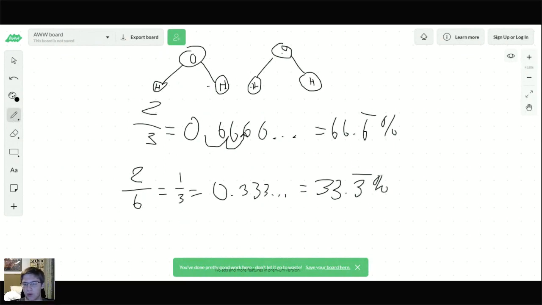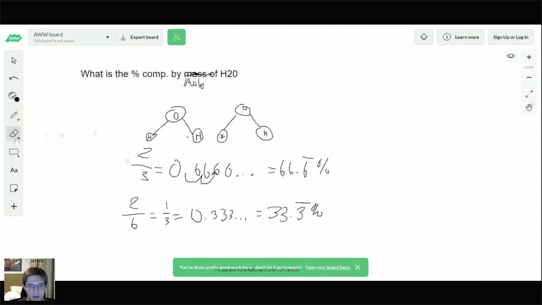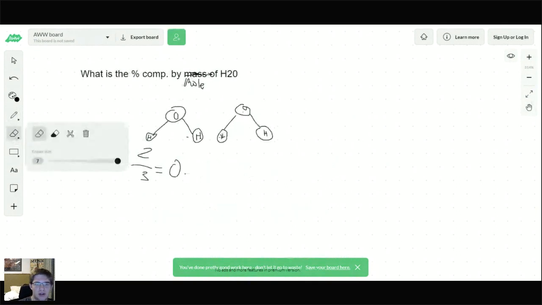The really important one to understand is percentage by mass. I actually haven't until tonight seen percentage by mole, at least on a practice test or any sort of AP style thing. Perfect. So now let's move on to percentage by mass of H2O.